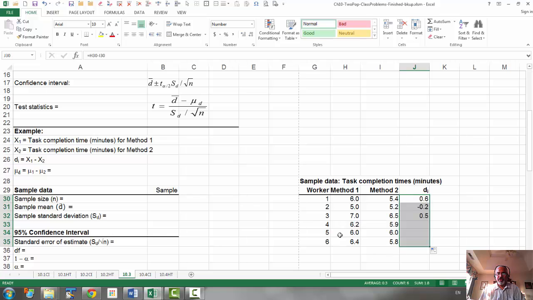This is a small example, but instead of 6, we could have 60 workers, 100 workers, doesn't matter. We follow the same procedure. So now we have a sample of differences. Now we'll do all the computations for the differences. So here mu sub d becomes our parameter of interest, where mu sub d is mu sub 1 minus mu sub 2, which is the average of the difference in task completion times between method 1 and method 2.